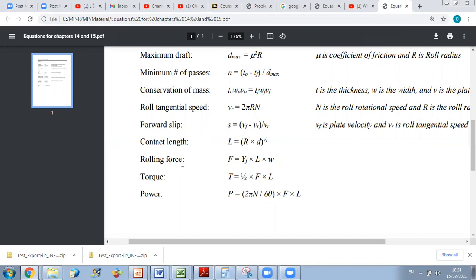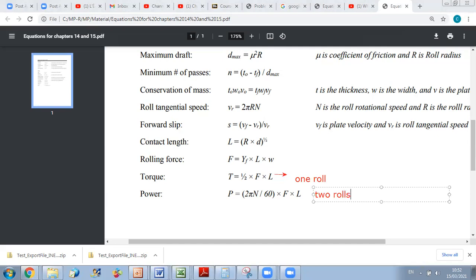Now, the rolling force is calculated as the average flow stress times L times w, and the torque is computed from this formula for one roll. Please pay attention here. This is the torque per roll, for one roll, and you should understand the method to know what each formula is for. So this is for one roll, while here the power is given for 2 rolls, because P is T times omega. This is omega, and here they give you T, the torque for 2 rolls. So this is the power for 2 rolls.